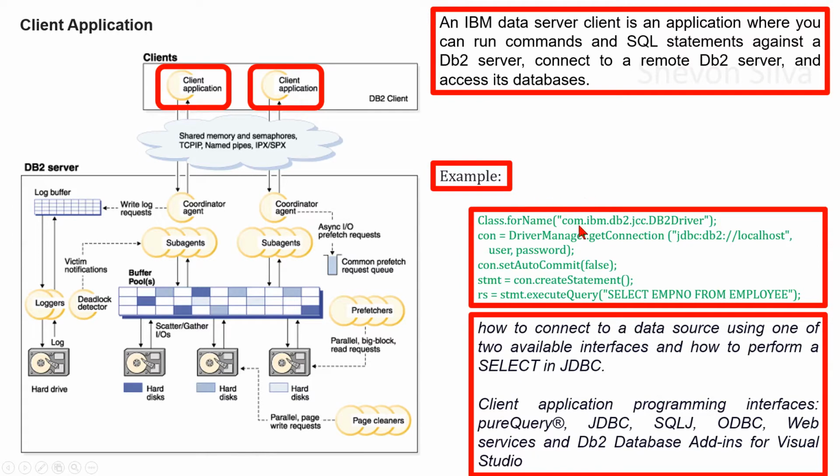As an example, we can consider this code segment. In Java, this is how to connect to a data source. And how to perform a select in JDBC. Client application programming interfaces are pure query, JDBC, SQLJ, ODBC, web services, and DB2 database add-ins for Visual Studio.